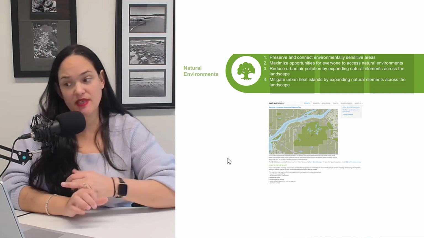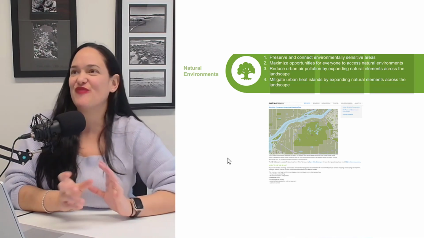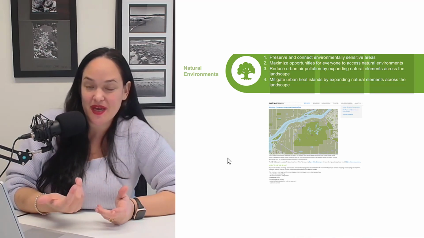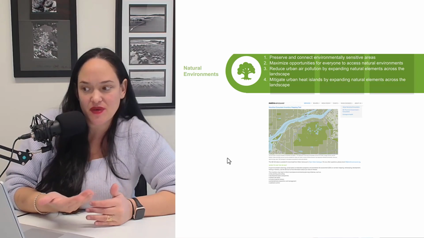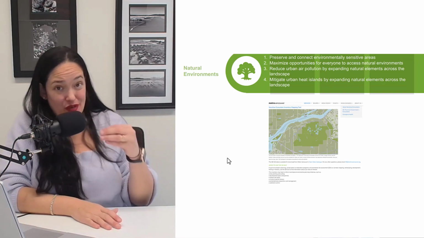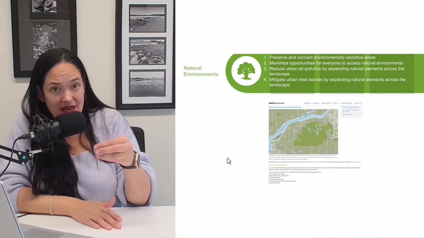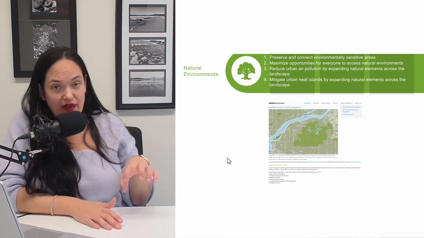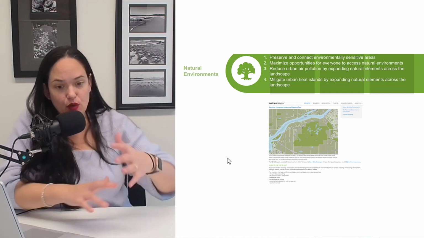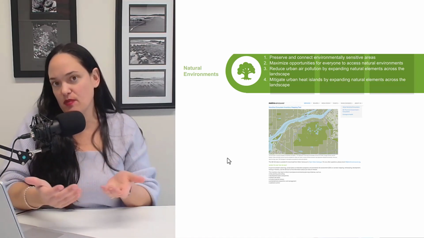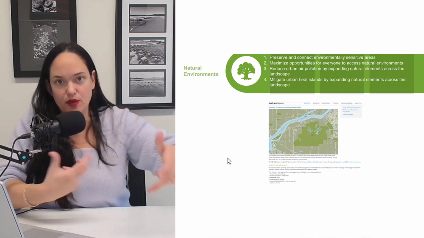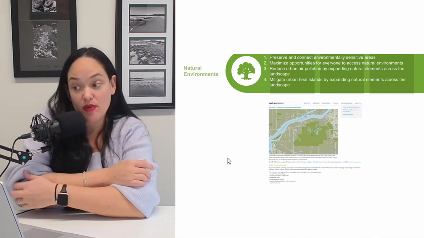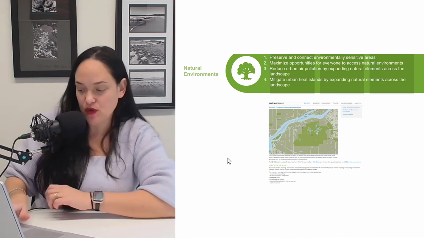Okay, so maximize opportunities for everyone to access natural environments. And as you start reading this, you really see how things are connected, right? Well, you need good transportation networks to be able to do that. And if you design a neighborhood properly, maybe there is a natural environment nearby. How can you make it accessible for the most people, right? These things are not mutually exclusive. They work together, okay?